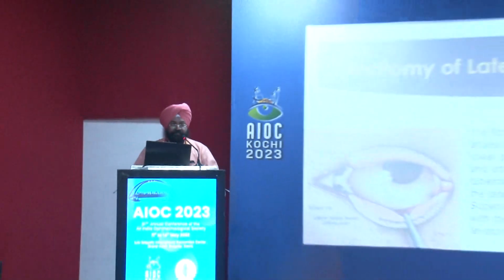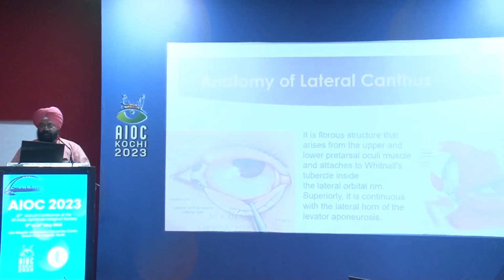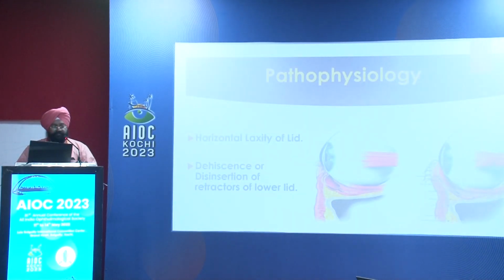As we all know, the anatomy of the lateral canthus is a fibrous structure that arises from the upper and the lower pretarsal orbicularis oculi, and it inserts on the lateral orbital margin, slightly anterior and posterior to the lateral orbital margin, which is the lateral orbital tubercle, if you see the diagram on the right side. So mainly the problem is the horizontal laxity, dehiscence or disinsertion of the retractor, which leads to malposition of the lid margin.